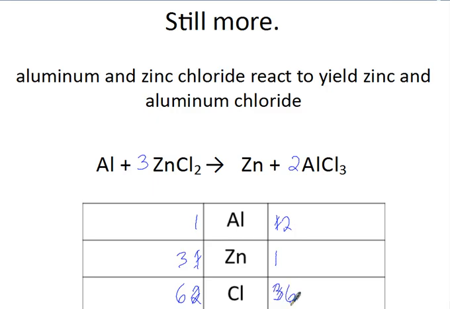And this is why we keep the solo atoms by themselves. If I've got 2 aluminum on the right side, I can go over, put a 2 here, that'll give me 2 aluminum, balance that. I've got 3 zinc on my left side, I can just put a 3 there to balance out my zincs. Now I've got balanced aluminum, balanced zinc, and balanced chloride.